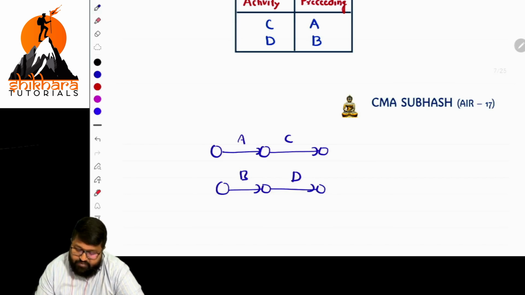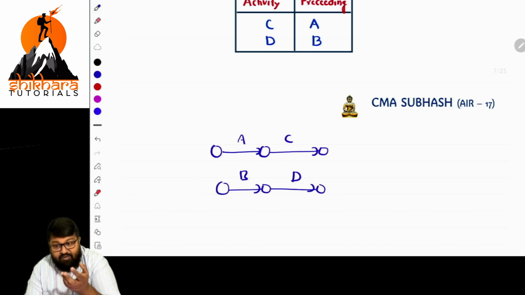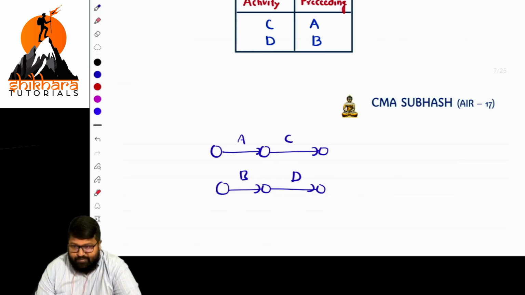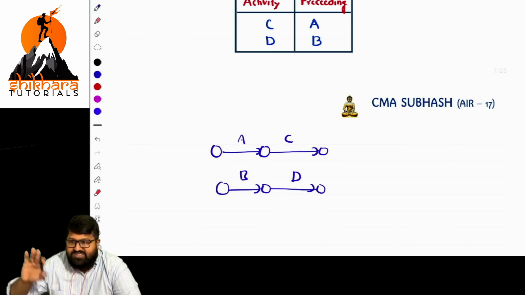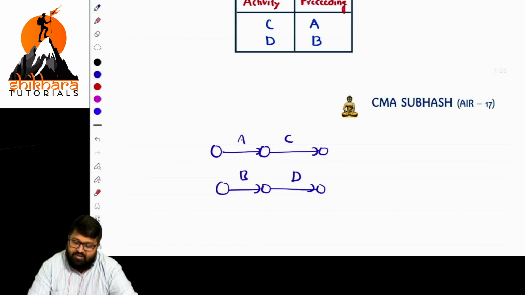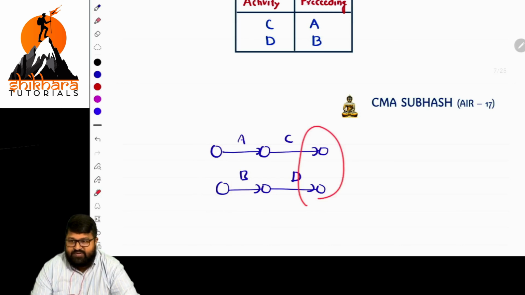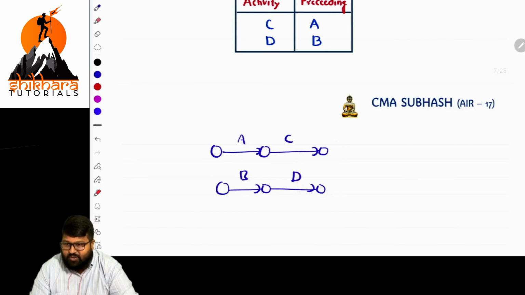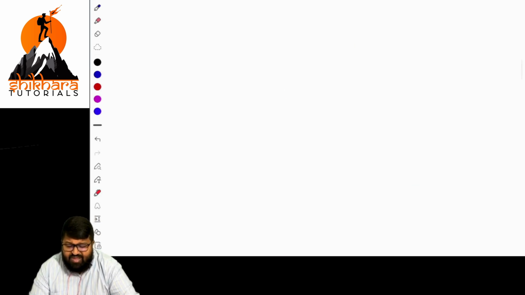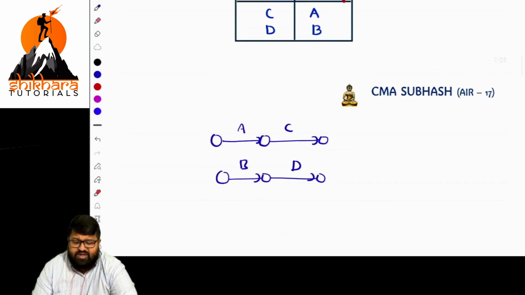So this is D. But this is a basic way of representing, and there are some rules. What are those rules? The basic rule is that there should be one starting event and one ending event for the entire project. But if you see the diagram, there are two starting events and two ending events. So it is not at all appropriate. Clear? Let us see how to construct it perfectly so that it will be effective.